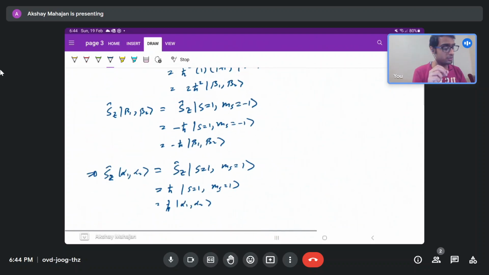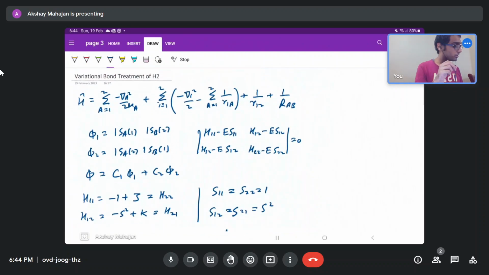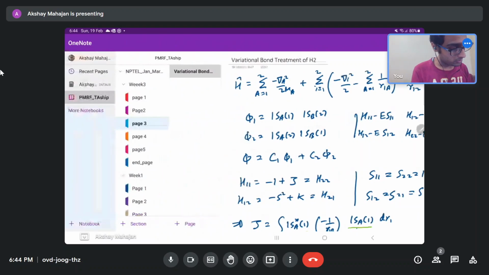Alright, so this completes this revision of what we got for the wave function in the valence bond treatment of H2. Now we do the molecular orbital theory for H2 plus, and then the molecular orbital theory for the homonuclear diatomics. Let me just quickly go through that as well.